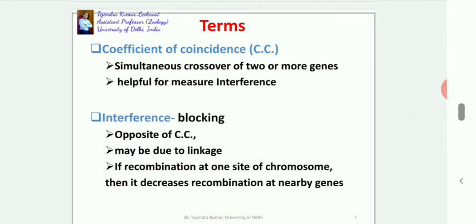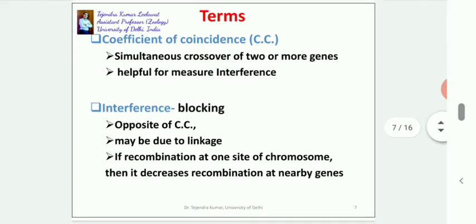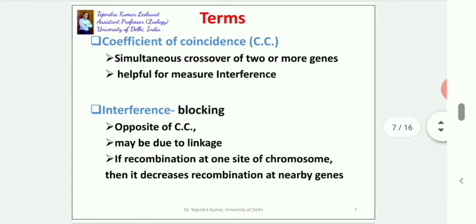Some other terms are here. Coefficient of coincidence means the efficiency of 2 things happening together. That is why it is called coincidence, meaning happening together. Simultaneous crossover of 2 or more genes is called the coefficient of coincidence, and it is also helpful for measuring the interference.